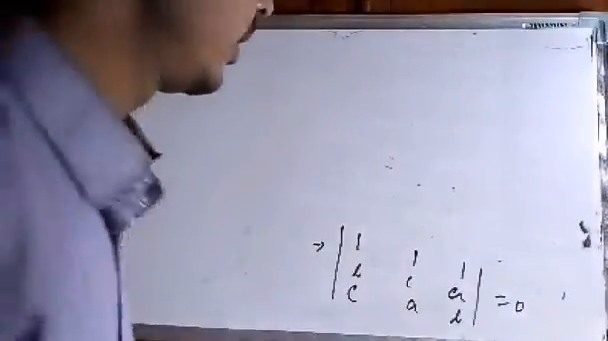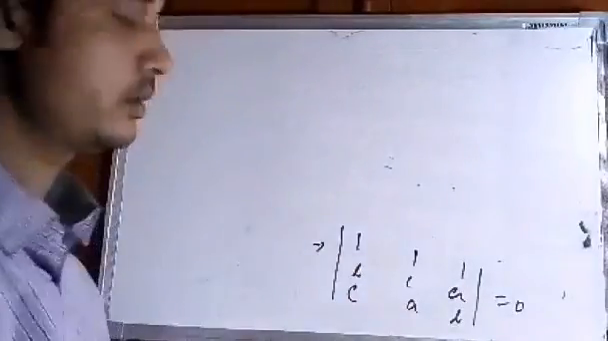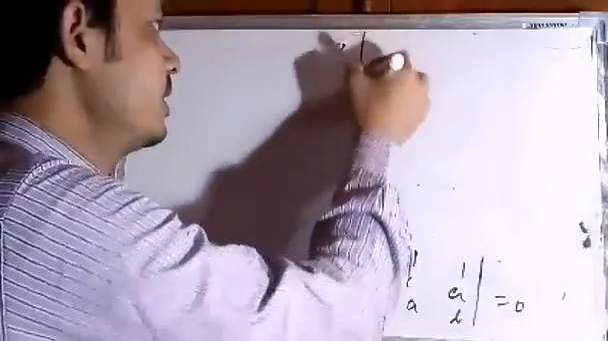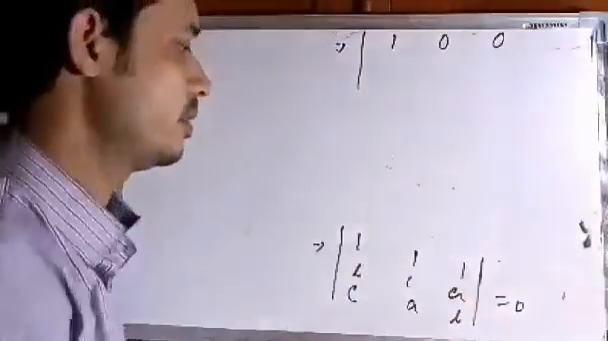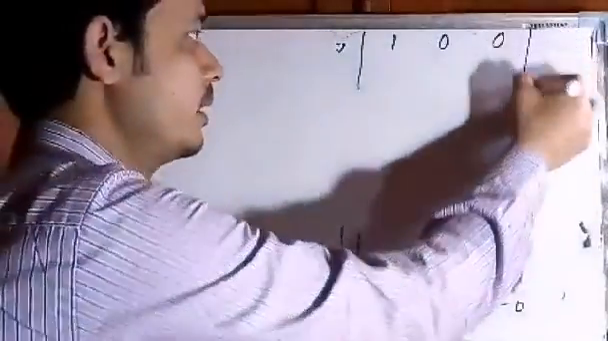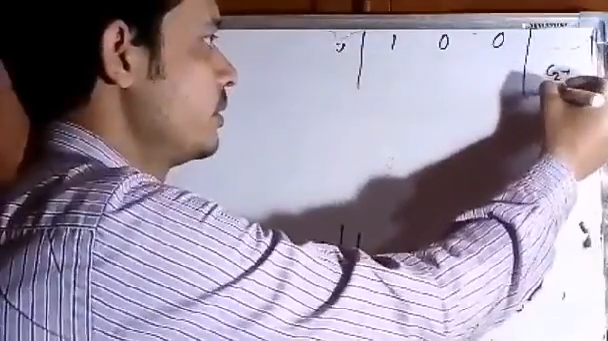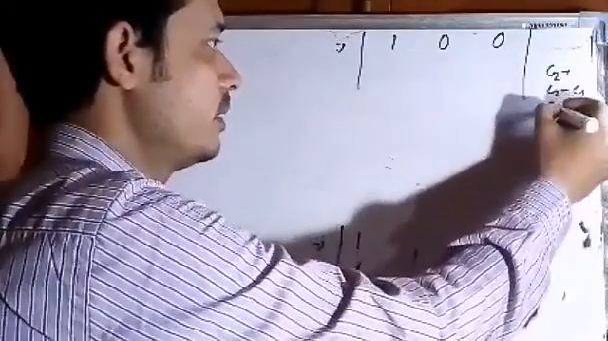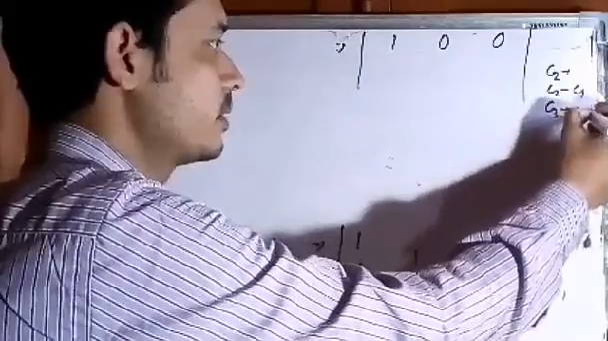Now we have to simplify this determinant. We have here the 1, 1, 1 format, so we will try to make it 1, 0, 0. So we write here 1, 0, 0. What do we operate? We operate C2 as C2 minus C1 and C3 as C3 minus C1.